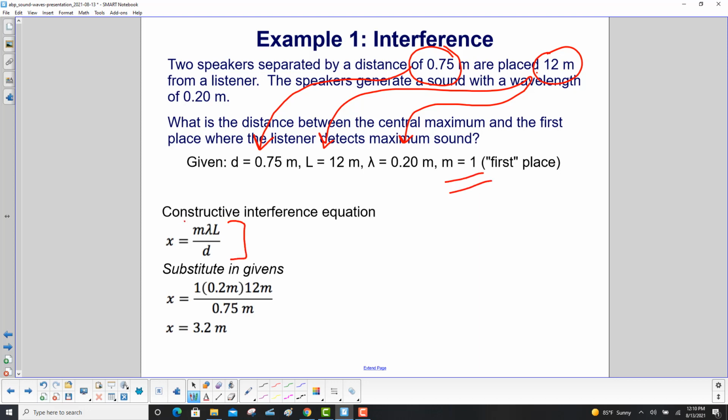Here's the constructive interference equation. Substitute in the givens, and you get x is 3.2 meters. You're 3.2 meters away from the center line. So if your speakers are here, here's your center line. The first maximum is up here at 3.2 meters.